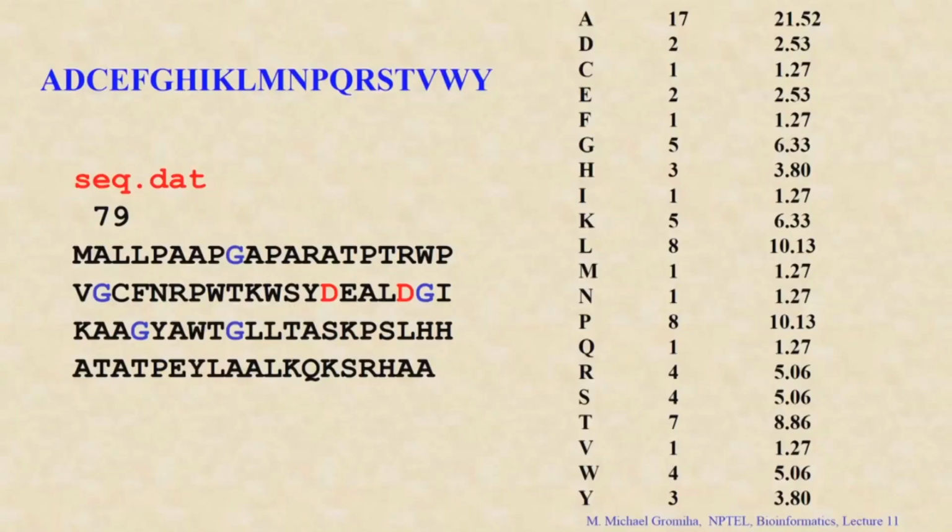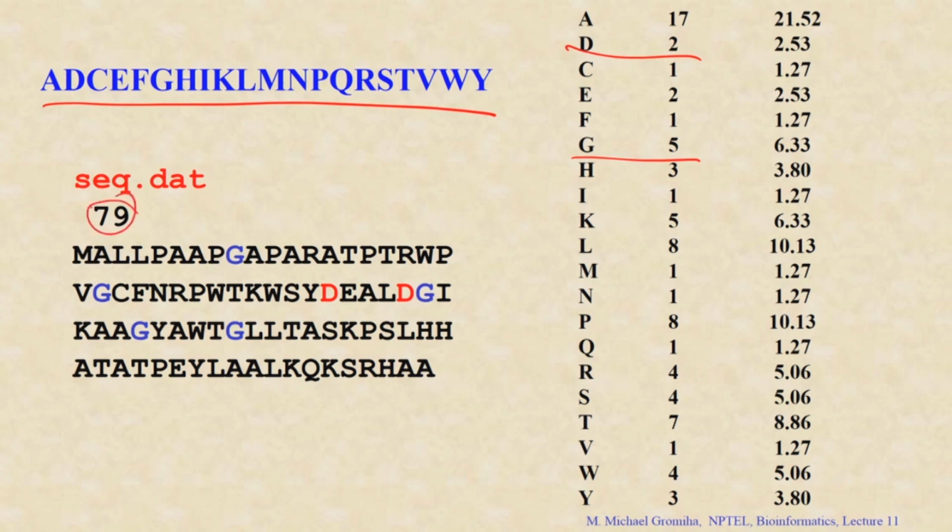Now I give an example. I have an amino acid sequence. How to get the composition? Here we have 20 residues, we compare with these residues and then we can find the number of residues for each. For example, how many times G occurs: 1, 2, 3, 4, 5, G occurs 5 times, D 2 times. For the 20 residues, we have the values. If you add up everything, you will get 79.